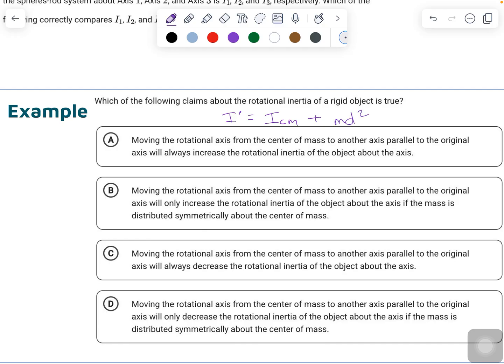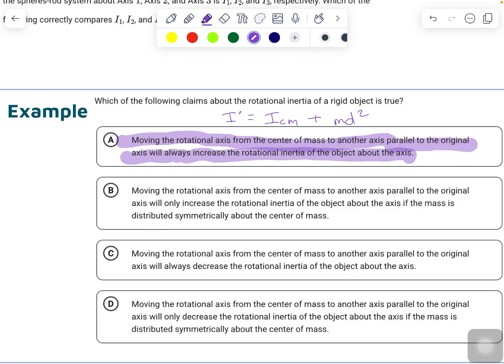And when we take a look at our answer choices, the first one says moving the rotational axis from the center of mass to another parallel axis will always increase the rotational inertia. This is the answer choice, but let's just talk about why. They're saying that the total rotational inertia, that I, would be whatever the center of mass is plus where that new axis is moved to. So you're always going to have that extra M D squared because you're always going to have that center of mass axis rotational inertia.